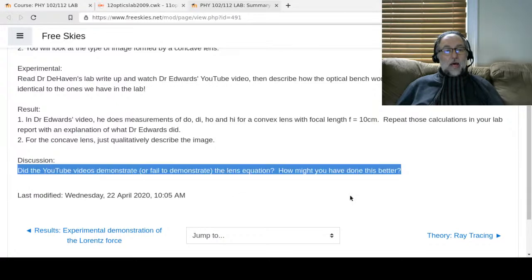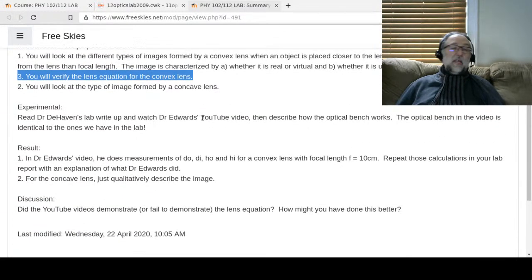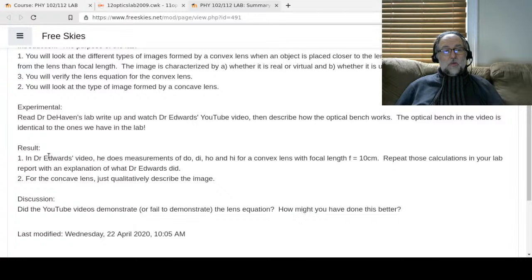And then finally, for the discussion, just say, did you prove the lens equation? Did you prove the lens equation for every possibility? And what might you have done to do a better lab than what Dr. Edwards did? I'll give you just a very simple idea. Dr. Edwards' video is very good, but does it work for different focal lengths? He only tried one lens, and so you might wonder, does it work for other lenses?